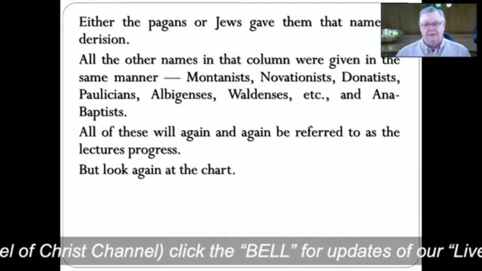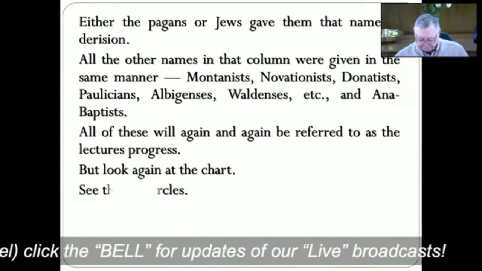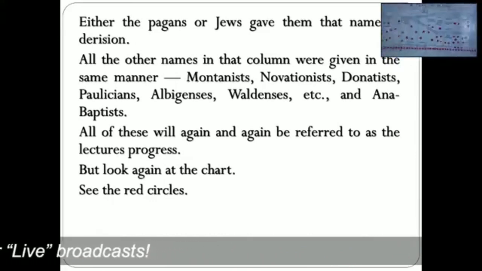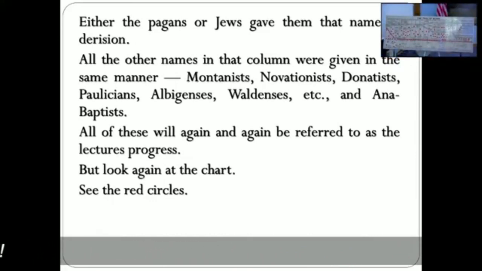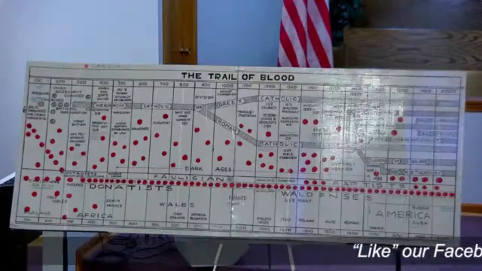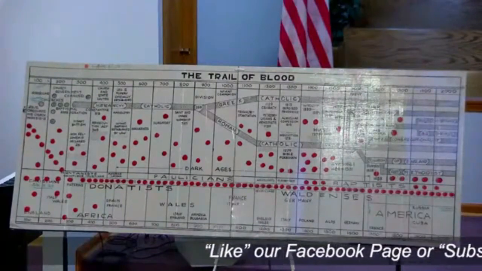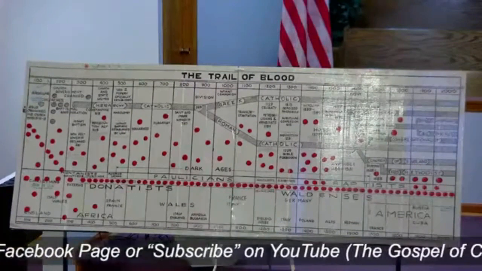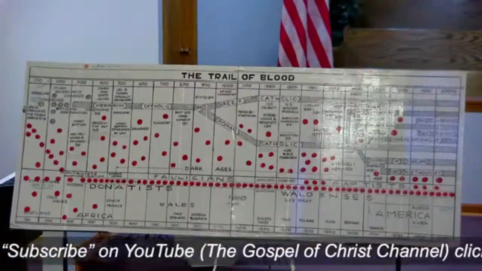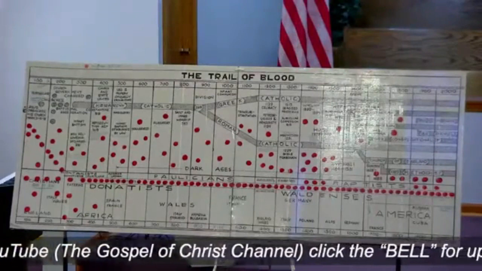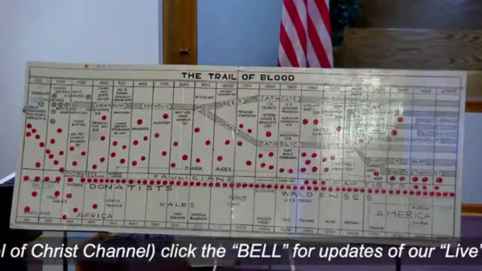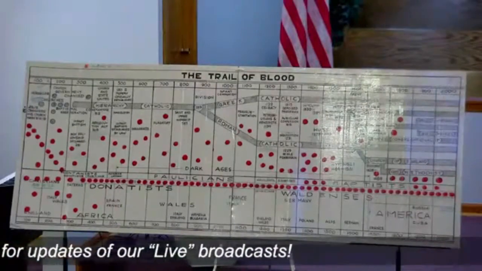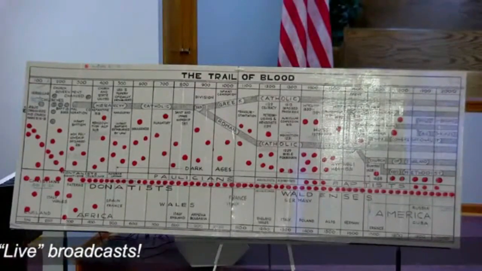But look again at the chart. You see the red circles. Right above the Christians, what was the answer? Nicknames. Yes, ma'am. Okay. You see some red circles, and they're scattered nearly all over the chart. They represent churches.